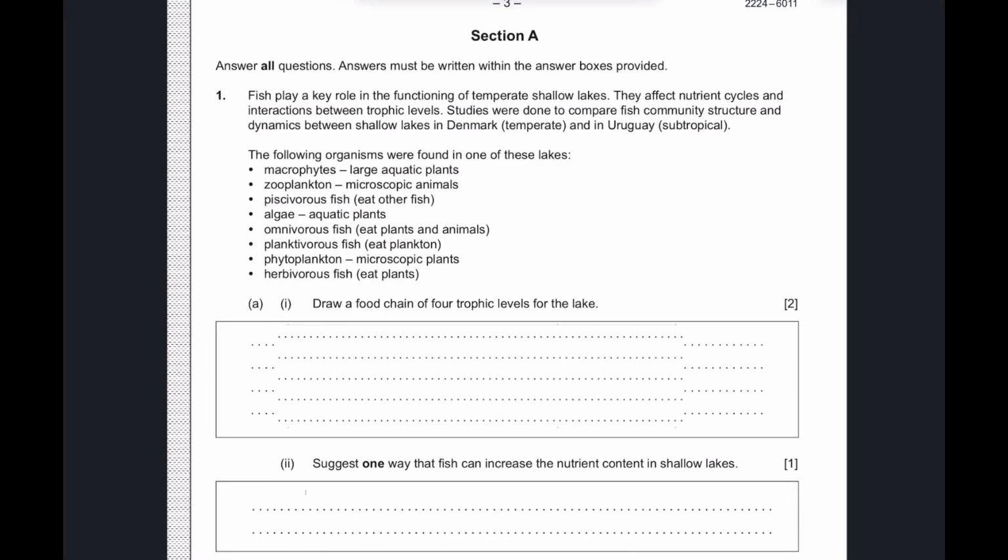Hello everyone. Today we are going to look at the database question of May 2024. It's Biology SL paper 2, on the topic of ecology. So here in the database question, it's talking about the nutrient cycle and the interaction between trophic levels.